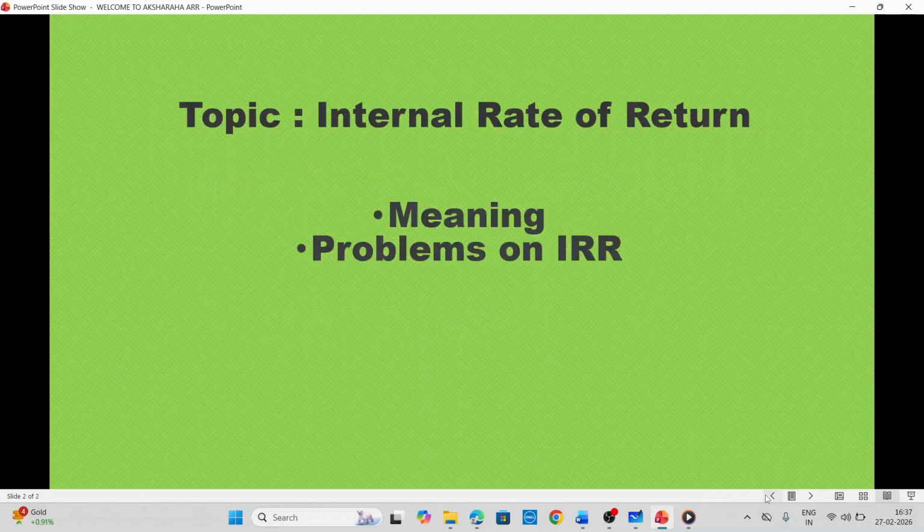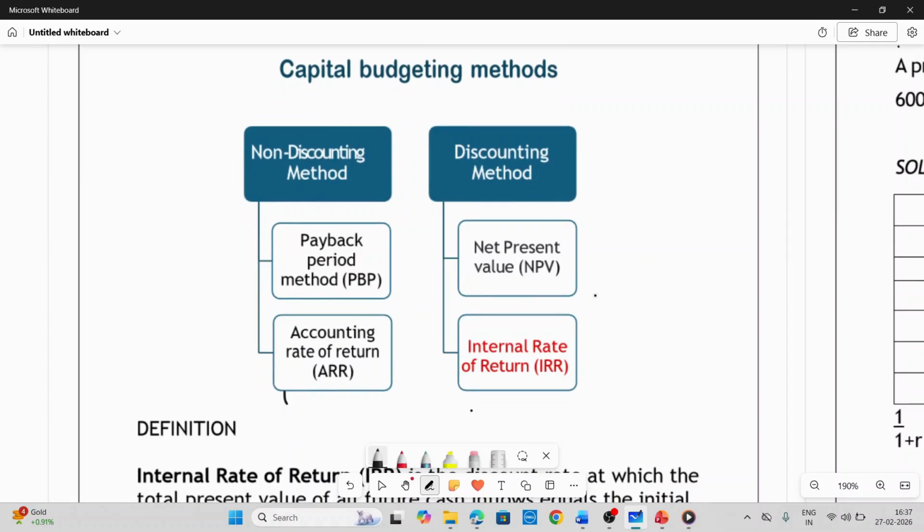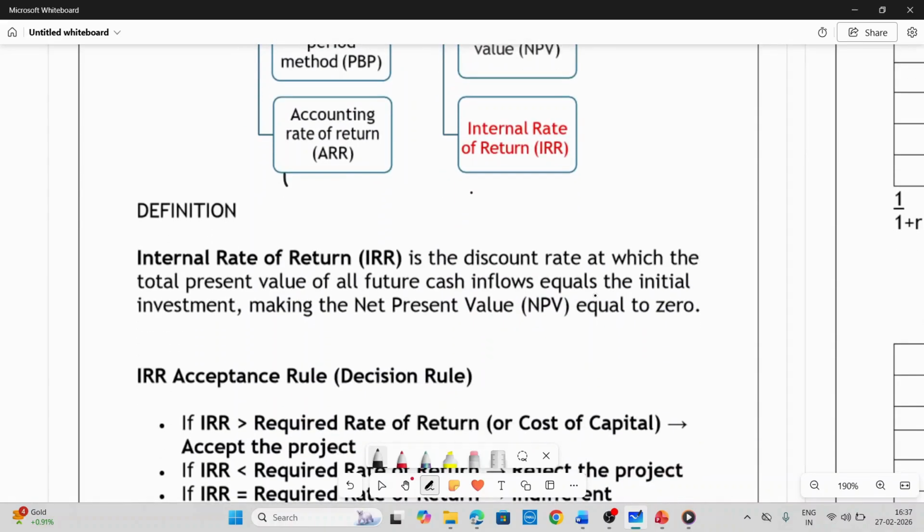In today's class, we are going to learn about internal rate of return. In previous classes, we have discussed PBP, ARR, NPV, and today's topic is IRR, internal rate of return.